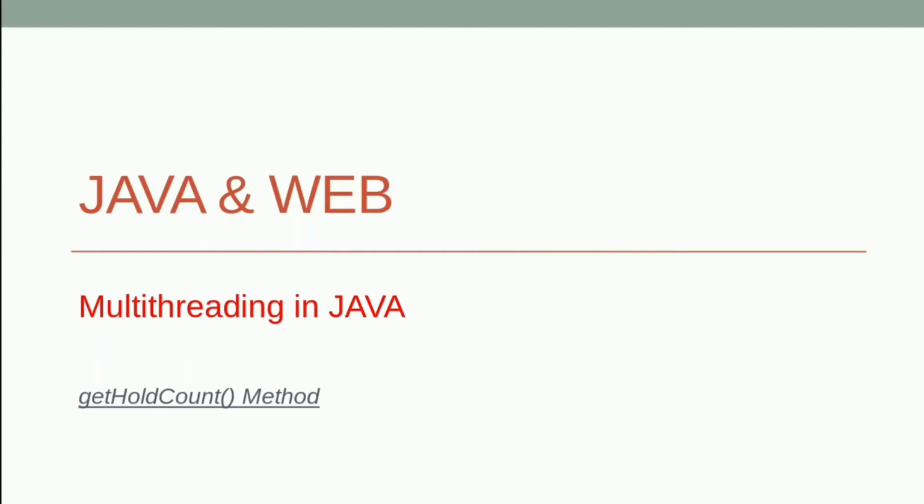We can call the method lock multiple times on a ReentrantLock object. The getHoldCount method of the ReentrantLock class returns the number of times the lock method has been called on a ReentrantLock object. Namaste everyone, I am Gyan and you are watching lesson 20 of Java and Web, Multithreading in Java.